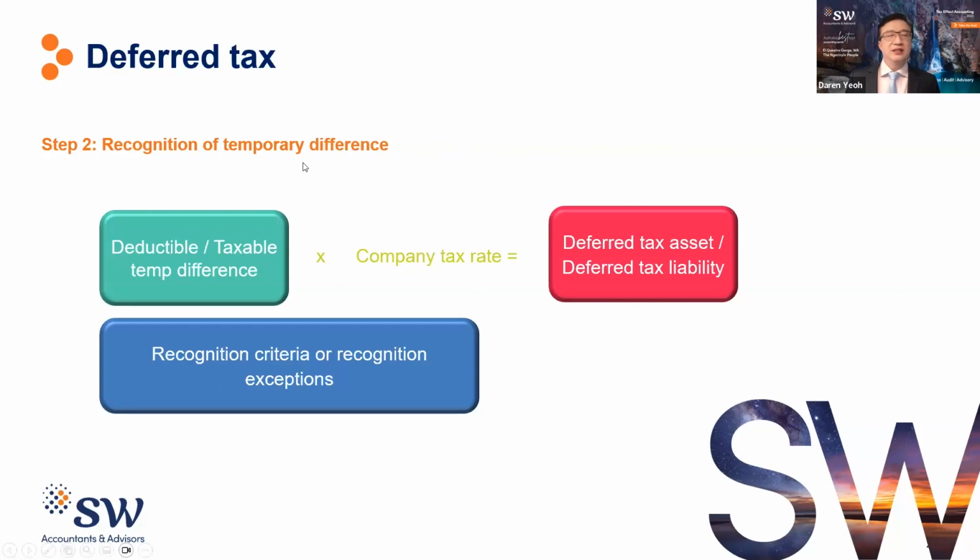So temporary differences, you note that some temporary differences represent future deductions for you. We call them deductible temporary differences. And some are future assessable amounts. We call them taxable temporary differences. When you multiply them by the company tax rate, you then get your deferred tax asset for a deductible, or deferred tax liability for taxable, because it's taxable in the future. So it's a deferred tax liability. But before you do this, you need to consider the recognition criteria and the initial recognition exceptions, which we're going to discuss.